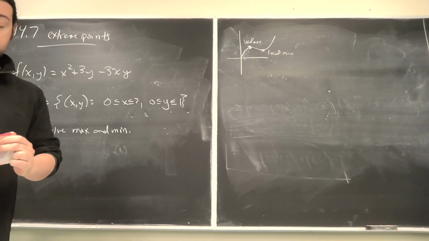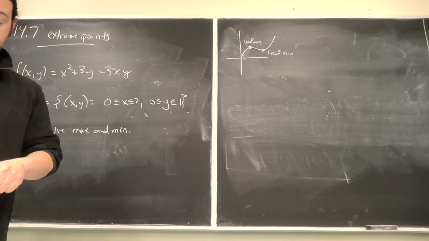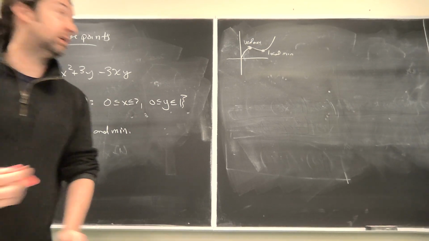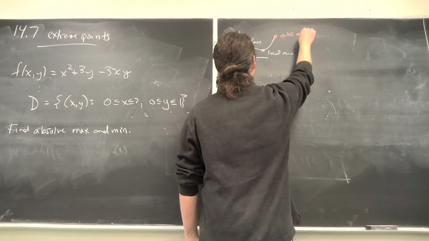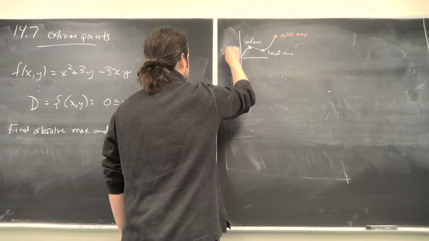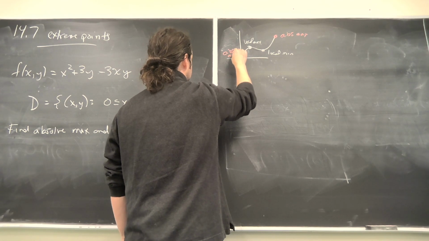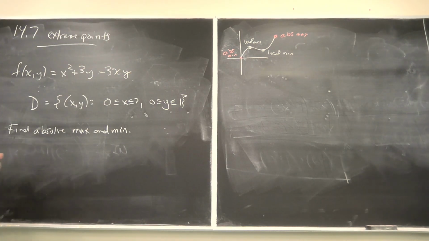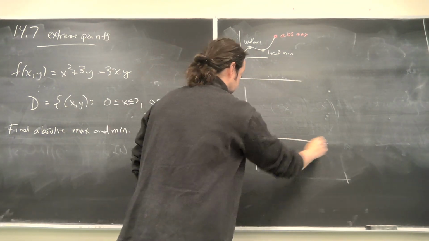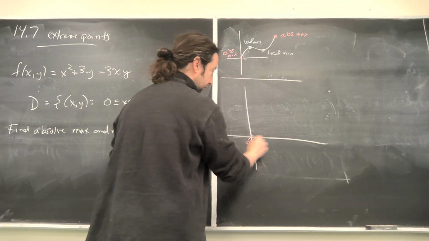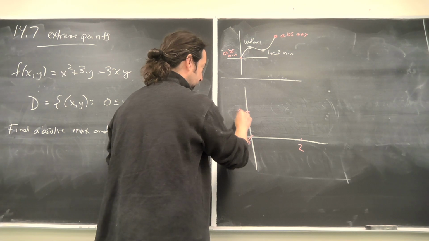So the edge of the domain that I'm evaluating the function on is where the function attains its maximum and minimum values. This would be the absolute max, and this is the absolute minimum. So the idea of checking the edges of the domain is also true for functions of two variables. For this function, the domain starts at 0 and goes to 2 and up to 1 in the y direction.